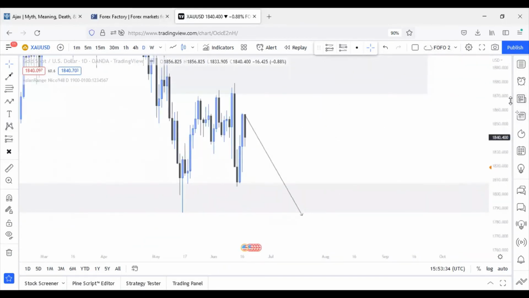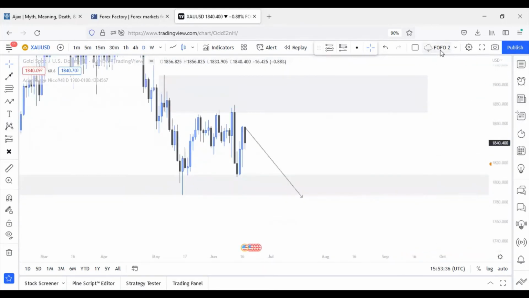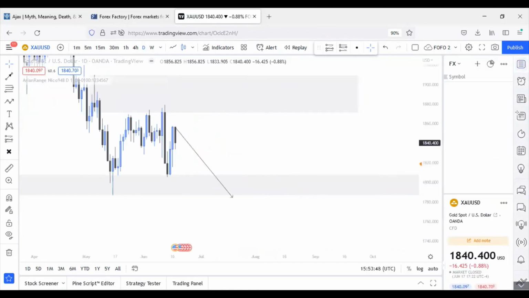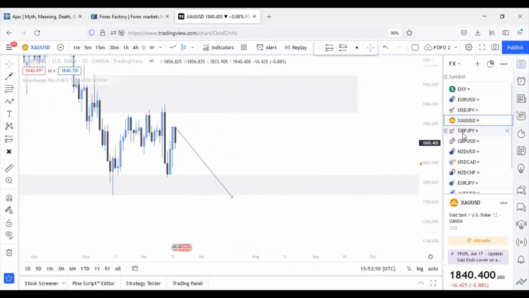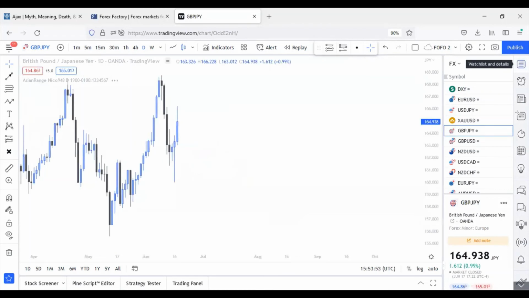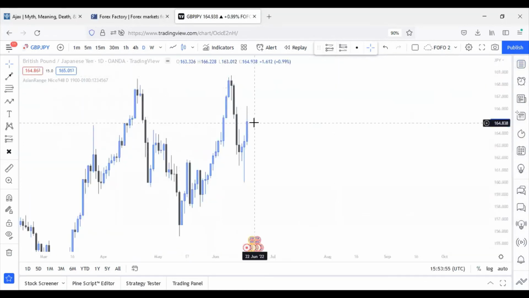So that's pretty much the outlook on gold, where I'm bearish on gold, and I think come Monday, come Tuesday, we will start to see sell opportunities just right off the start of the week. So that's something we could look at.